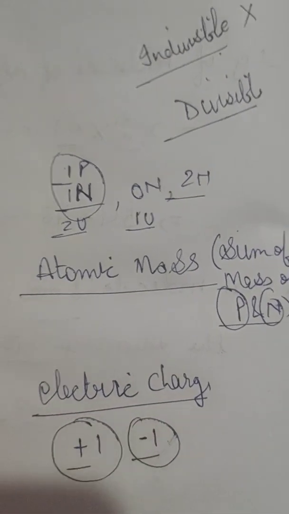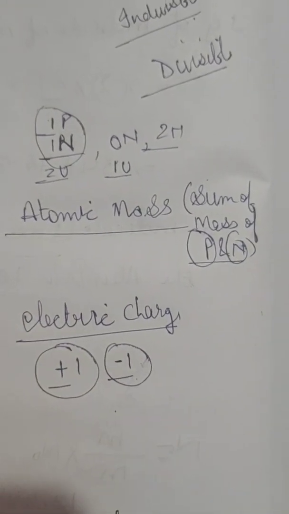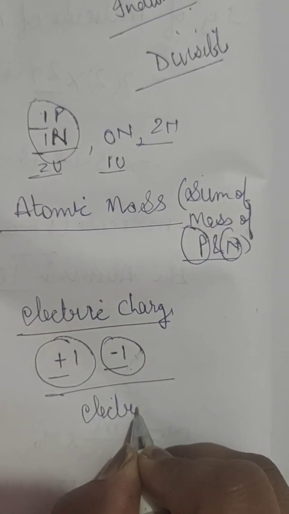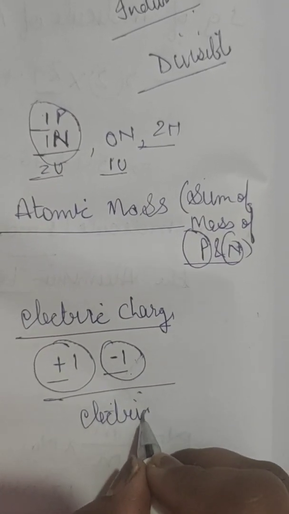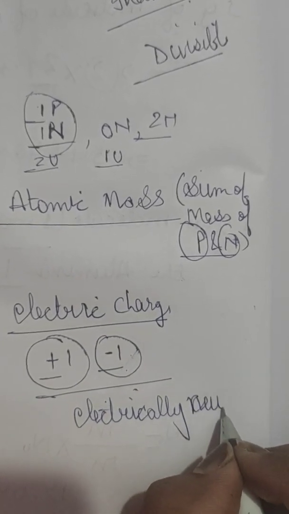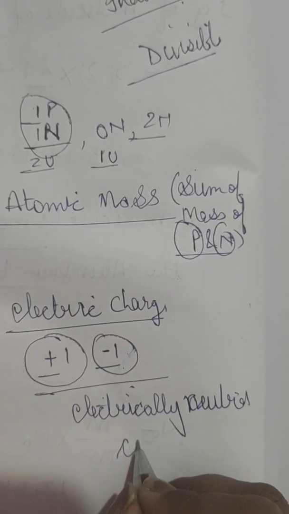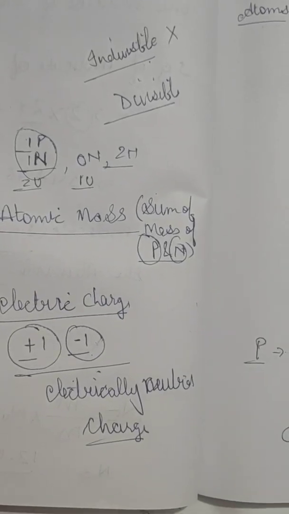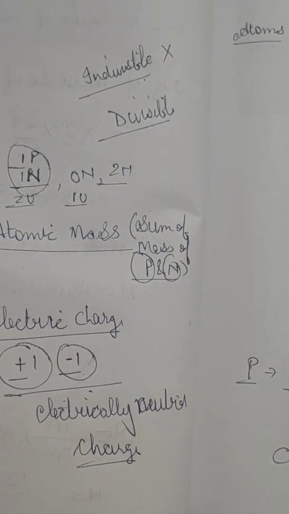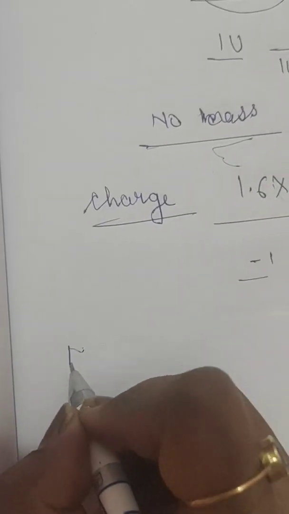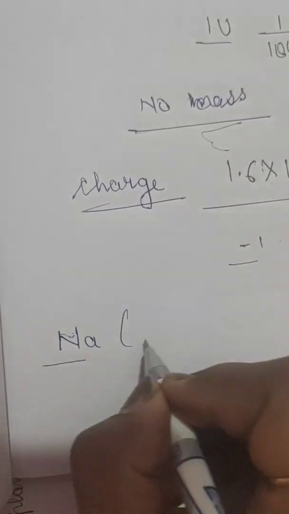But hydrogen has 1 positive charge and 1 negative charge, which makes an atom electrically neutral. This happens because the atom has an equal number of protons and electrons in it. Suppose it is a sodium element, whose symbol is Na, sodium.